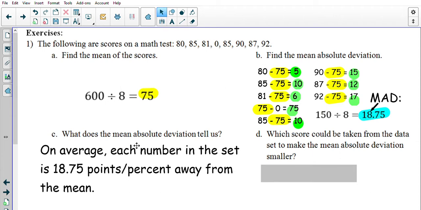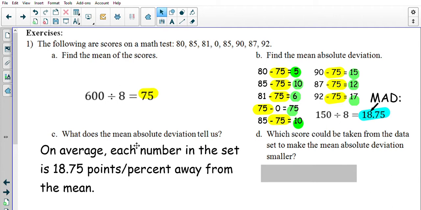So in part D, it says which score could be taken from the data set to make the mean absolute deviation smaller. Well, hopefully you realize, you might be thinking, well, I'll take the highest value away. What we really want to do is take that outlying value away so that our average is going to be closer to the numbers and therefore our differences are going to be smaller. We won't have that difference of 75 anymore.